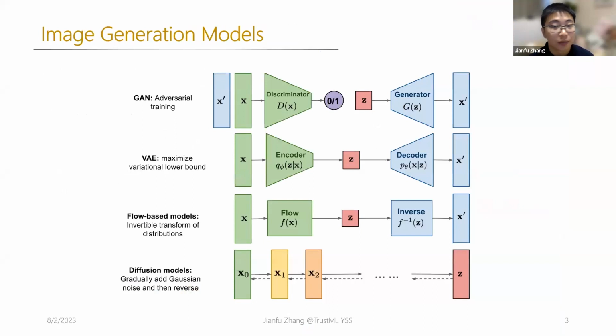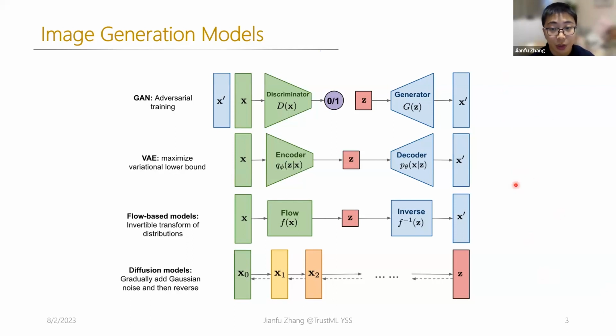So let's get started. The image generation models have drawn substantial attention from academia and industry since 2014. These models leverage learned features from a data set to generate new images with similar characteristics. Among the notable models in this field are generative adversarial networks, variational autoencoder, flow-based model, and the diffusion model.